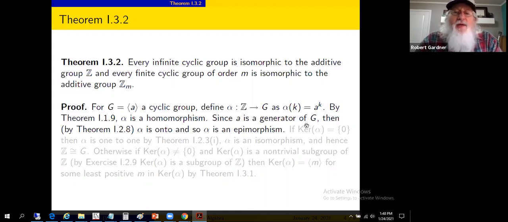If A is a generator of G, then the claim is alpha is onto. It's surjective, and alpha is an epimorphism. Not much of a surprise. We're letting theorem 1.2.8 carry the weight on this. The reason is, we'll look at that theorem here in a sec. The reason is, hey, if A is a generator of G, I know what all the elements of G look like. They're integer powers of element A. That's what theorem 1.2.8 says.